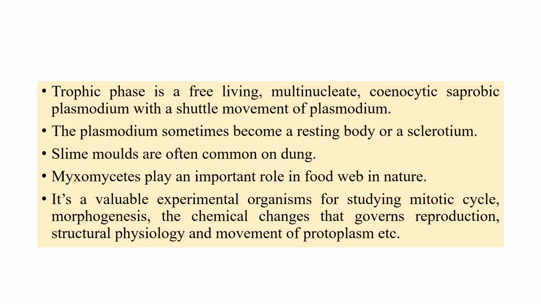Now we are going to discuss the common features of the Myxomycota trophic phase. The trophic phase is a free living phase, which is multinucleate, not single nucleate. It is a coenocytic saprobic plasmodium, and a shuttling kind of movement of the plasmodium can be observed. Sometimes, during unfavorable times or when required, this plasmodium can be converted into sclerotium.